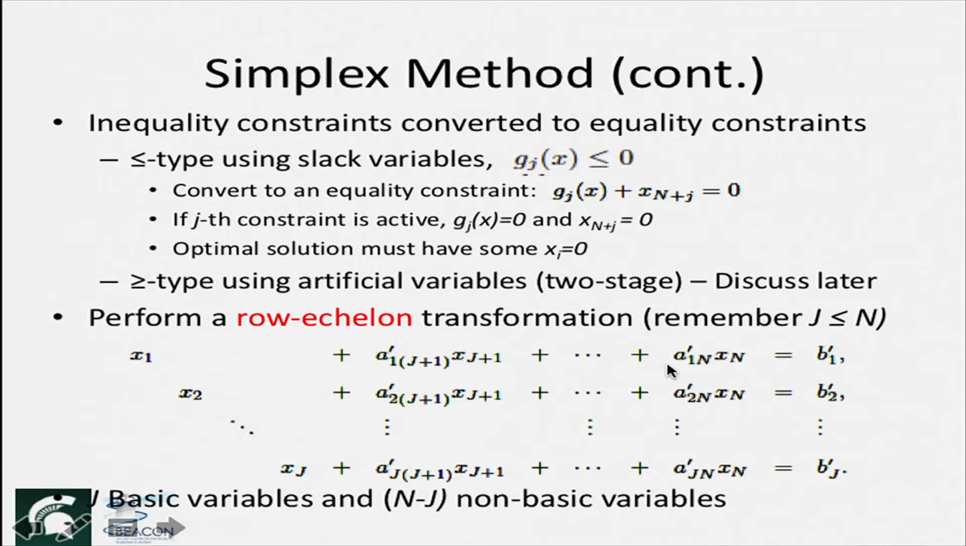Now that I have written the constraints this way, what could be a solution to this set of equations? Because there are j constraints and j is always less than n, I can assume that all these non-basic variables are 0. I can assume anything here, right? So I can assume all of them to be 0, then what is the value of x1? b1 dash. Value of x2, b2 dash. Value of xj, bj dash. So now I've got a solution which says x1 is b1 dash, x2 is b2 dash, x3 is b3 dash, and so on, xj is bj dash, and all other variables are 0.